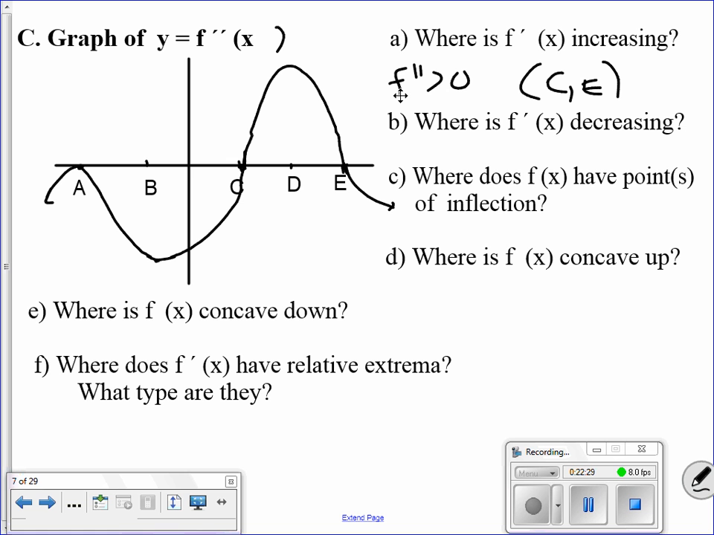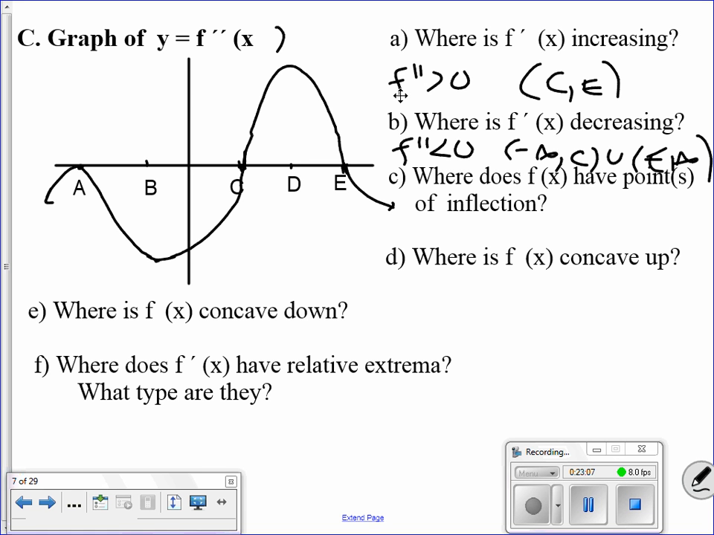Did you get that? Where is the first derivative decreasing? When the second derivative is negative. And where is that second derivative negative? If you want to break it up at A, you can, but it doesn't matter if you want to include it in there. I'm kind of out of room, so I'll go right over it. Negative infinity to C, and then E to infinity.